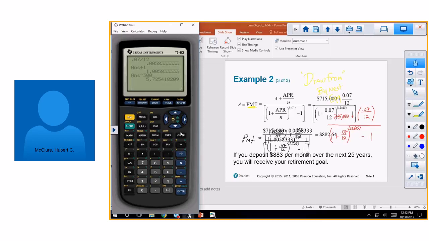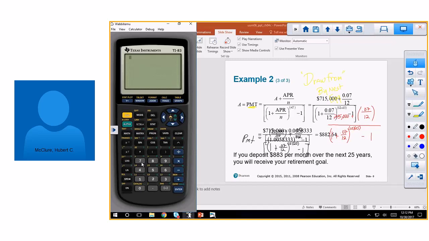Watch. 715,000 times 0.07 divided by 12 is equal to, there. Divide that by alpha D. There we go. So is it? It's supposed to be times. They screwed it up several places. There.